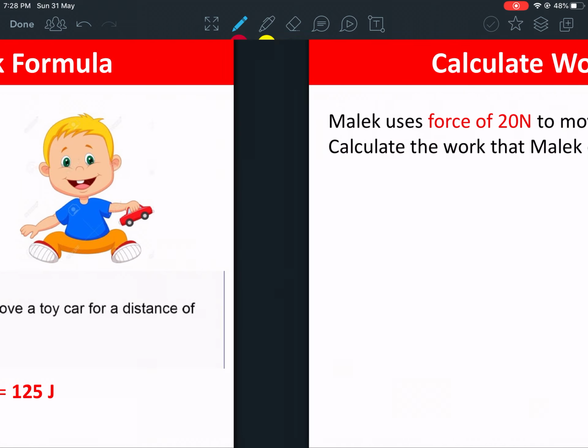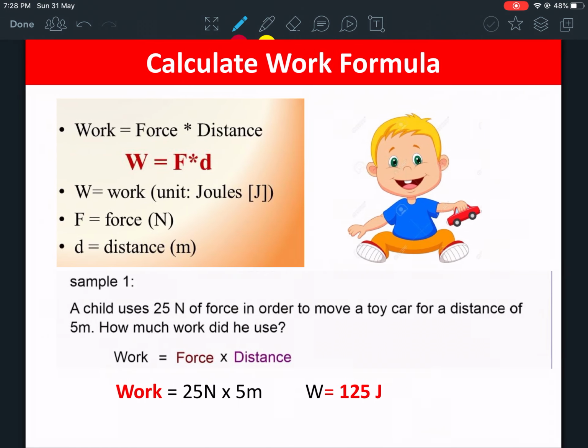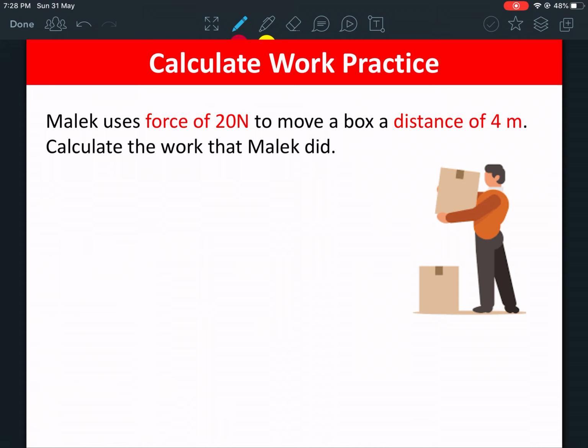Okay, now how do we calculate work? Let's do one example together. Forget about this page. Malik uses a force of 20 Newton to move a box a distance of 4 meters. So he moved it 4 meters, and he used the force of 20 Newton. Calculate the work.